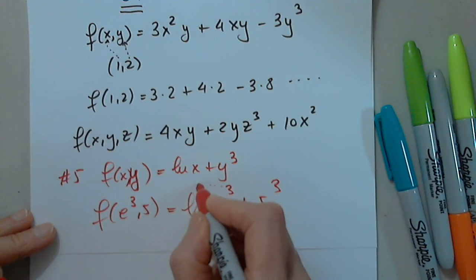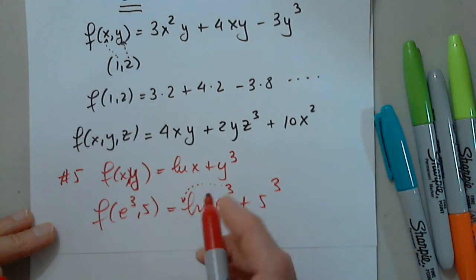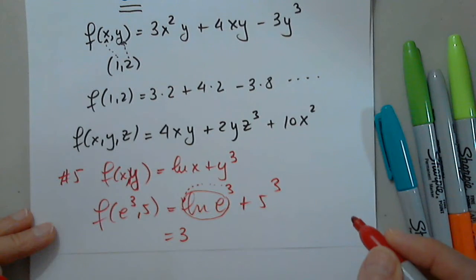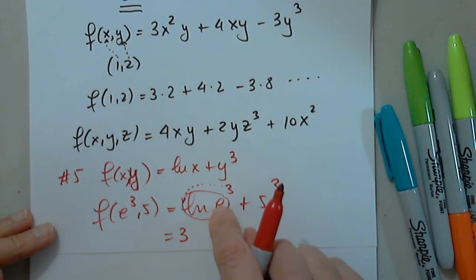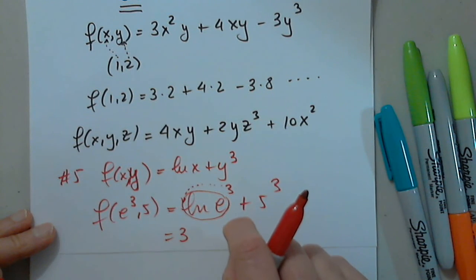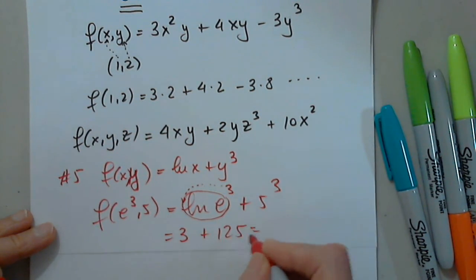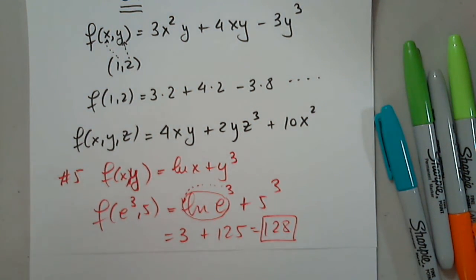So remember what we do. We talked about this property, the power property, right? So 3 goes in front as a factor, and we all remember that natural log e equals 1. Perfect. So plus 5 to the third, which is 125, plus 3 is 128. So the value of this function when x is e to the third and y is 5 is 128.